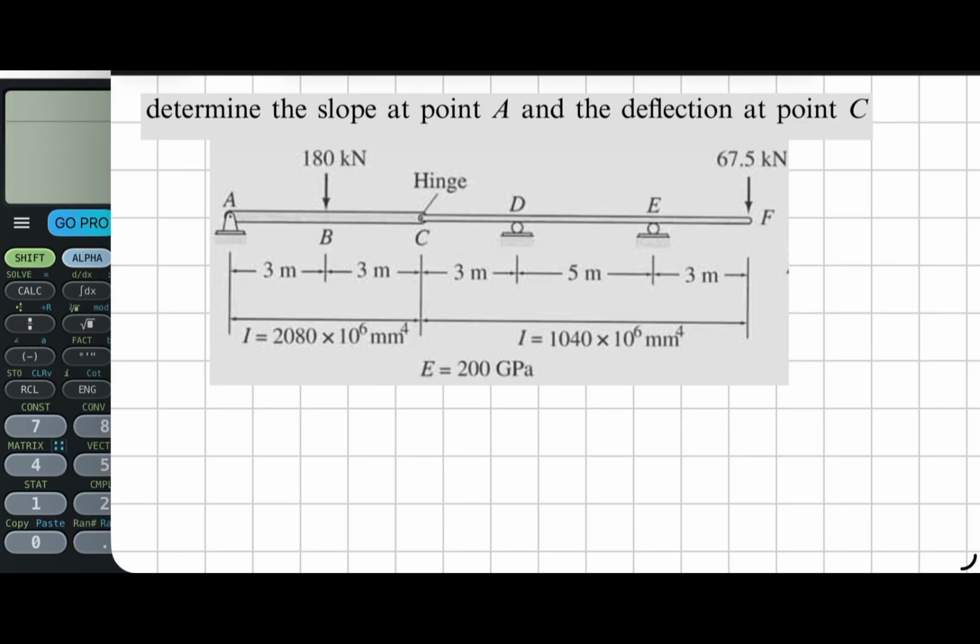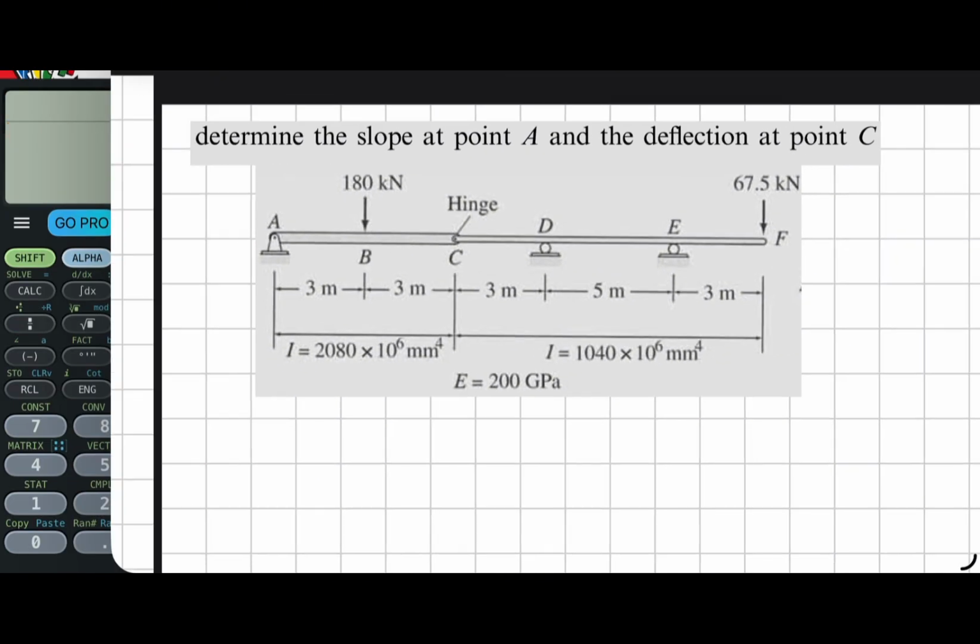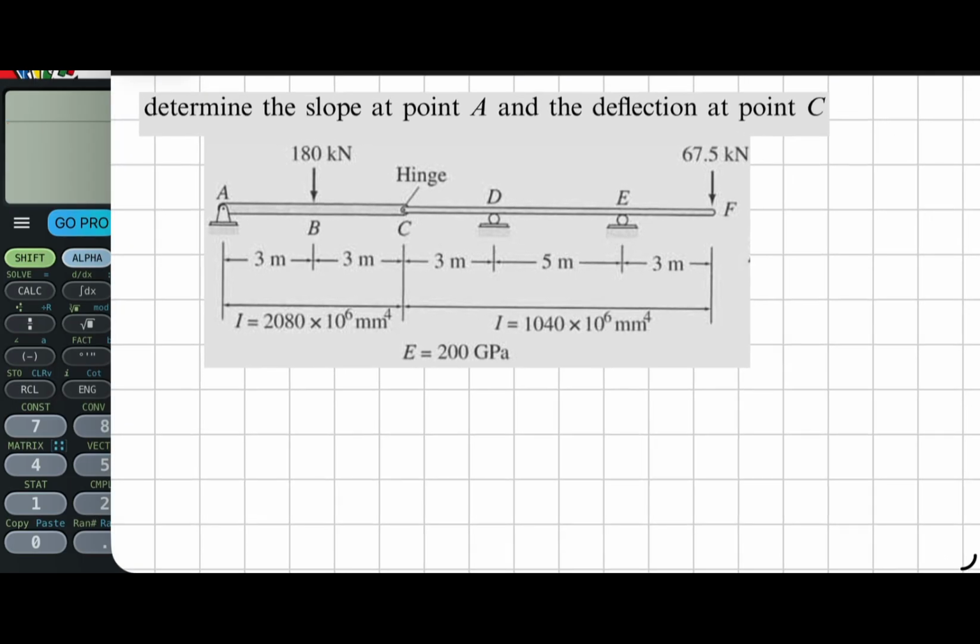It has a given value for I: 2080 times 10 to the 6 from A to C, and 1040 times 10 to the 6 for C, D, E, F. The value for E is 200 gigapascal. So its I is not constant for the whole length of the beam.